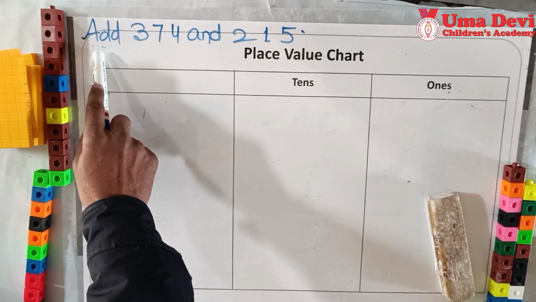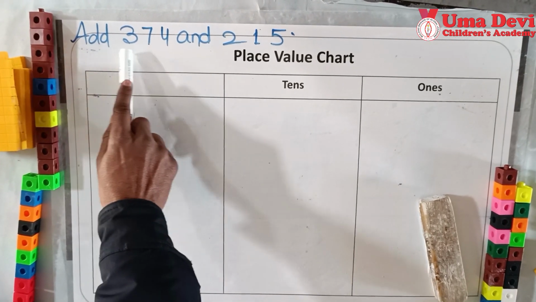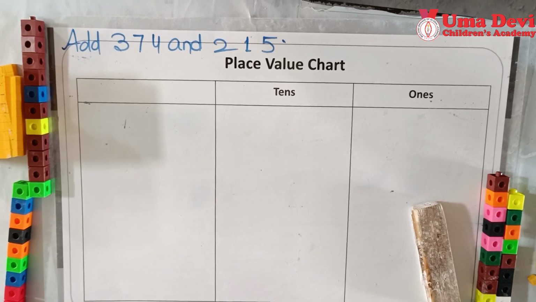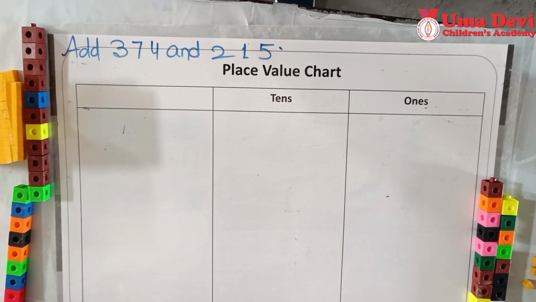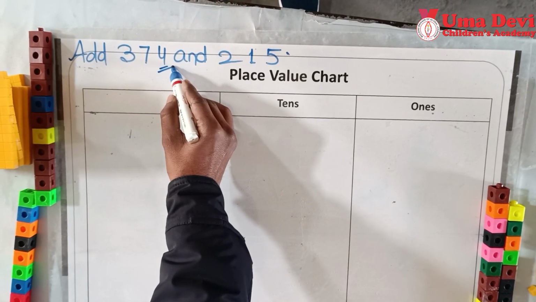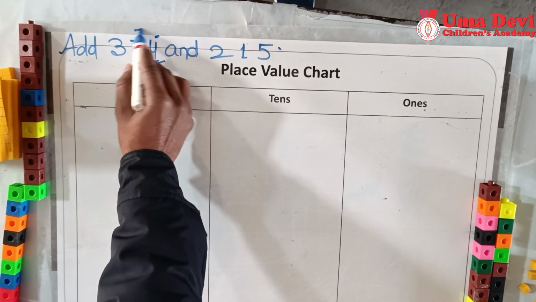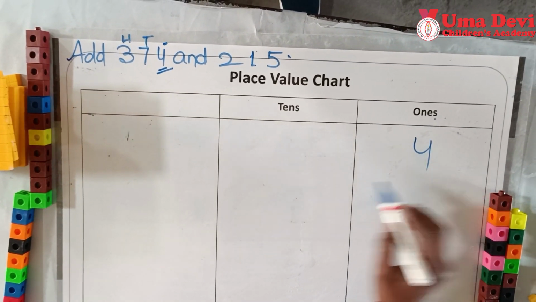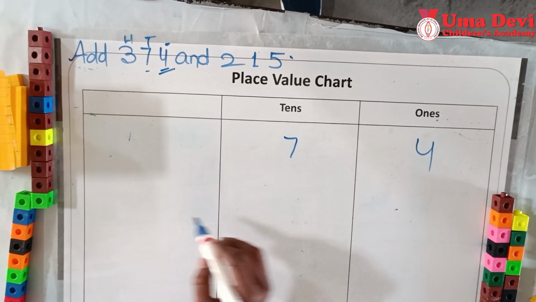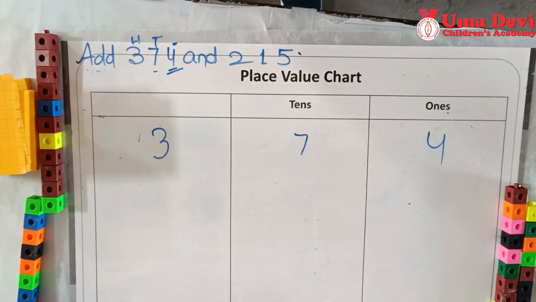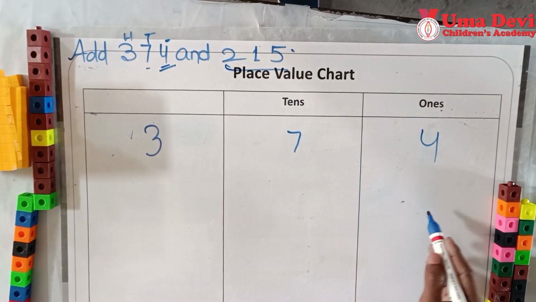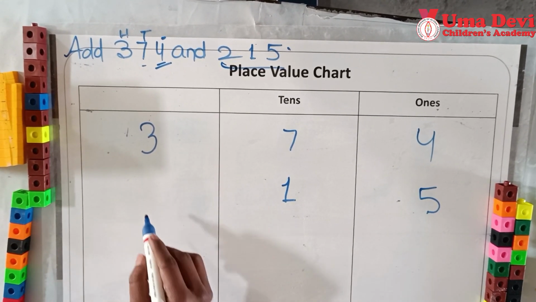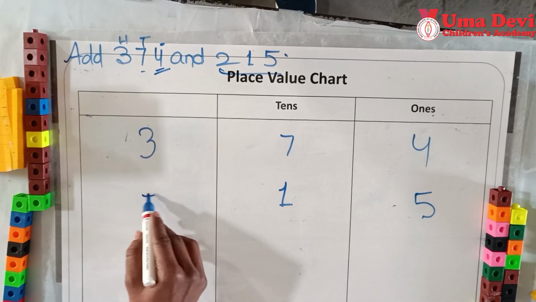So look here, this is our question. We have to add 374 and 215. We all know how we write these numbers in the place value table. Look at this. This is the ones place, this is the tens place, and this is the hundreds place. So 4 will come here, 7 will come in the tens, and 3 will come in the hundreds. We will also write this number. 5 will come here, 1 in the tens column, and 2 will come in the hundreds.